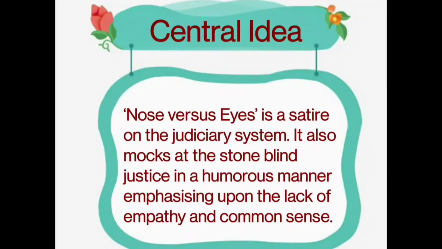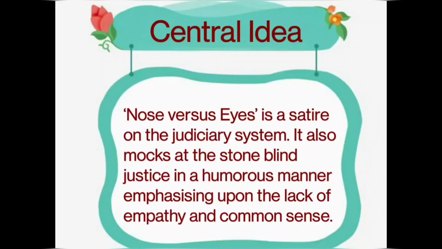The poem mocks at the stone-blind justice in a humorous manner. It points out the defects of the judicial system, that how the system lacks empathy and common sense and fails to deliver the justice in its true spirit. The poem consists of 8 stanzas of 4 lines each and the rhyme scheme is AB, AB. Now let's read the poem line by line and try to understand them in detail.